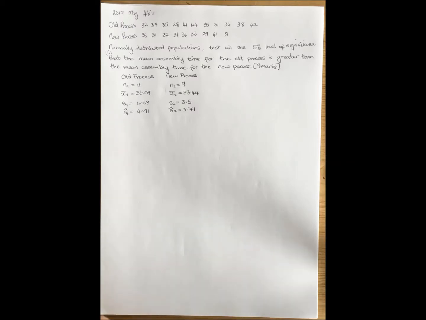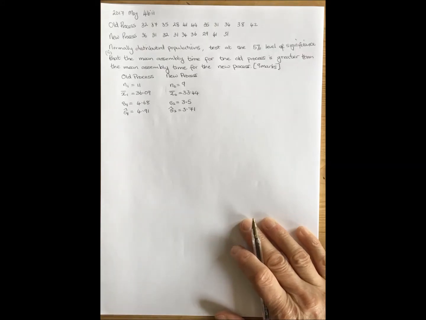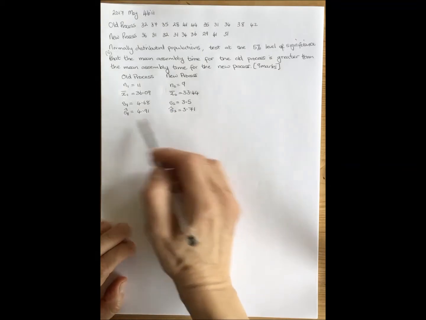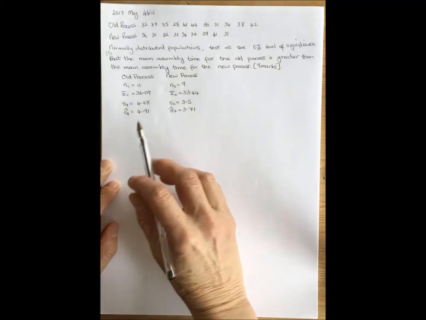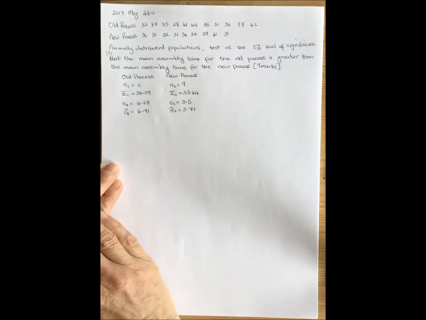Hi, this is the May 2017 question, question 4b in hypothesis tests. It's a continuation of question 4b1, so we will be using some of the results we got in 4b1. Basically, there were two assembly processes, the old process and the new process, and we were comparing their times.